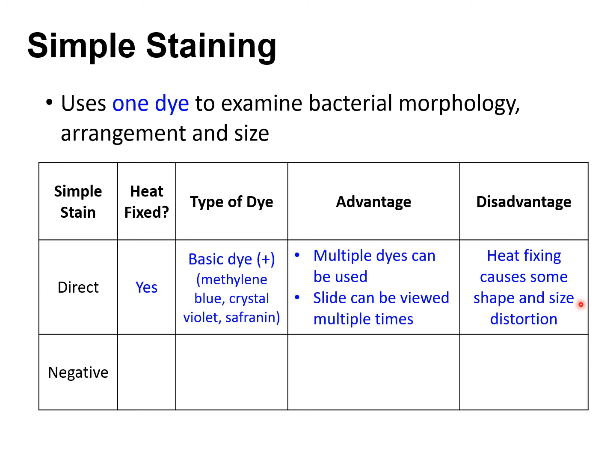Now the negative stain, it's also a simple stain, but with a negative stain we do not heat fix. We use an acidic dye, and acidic dyes are negatively charged. As I said, bacteria are negative, and so when you use an acidic dye, which is also negative, the bacteria is going to repel the dye. So what's going to end up getting stained is the background, and the bacteria itself is not going to get stained. With a negative stain, you're staining the background and not the bacteria itself.